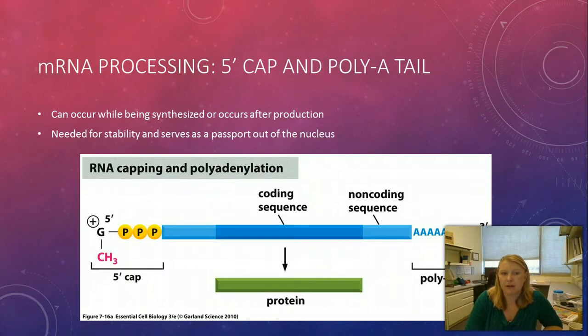So the first one is the 5' cap and the poly A tail. Both of these have to be added to the mRNA in order to be exported from the nucleus. And these can occur while it's being synthesized or after production. As you can see here from the picture on this slide, you can see where the 5' cap gets added and then the poly A tail gets added on the 3' side. And it has a bunch of non-coding regions on either side of it. And the coding sequence for the protein is found in the middle of this. So it's really important to understand that these caps and tails have to be added in order for the mRNA to exit the nucleus.